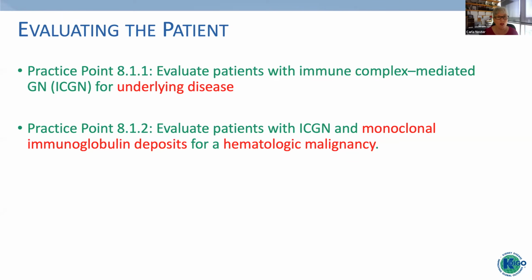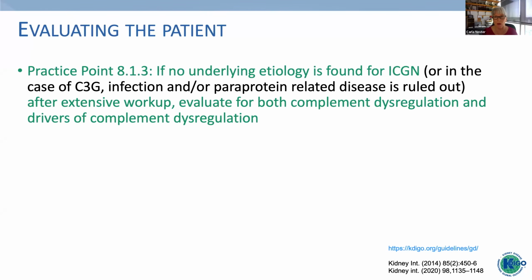I really won't spend a lot of time on that because we're wanting to focus a bit more on complement. So I'm going to bring forward this practice point, which applies both to immune complex GN and C3G: if you've ruled out the paraprotein, if you've ruled out infection, and you really are finding no other cause of disease, then you should be considering looking for complement dysregulation or drivers of disease.